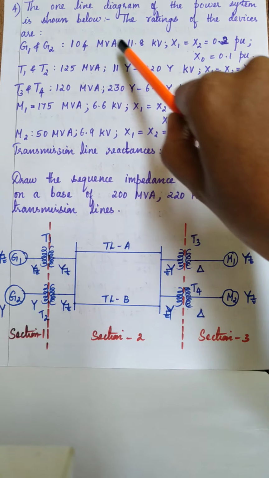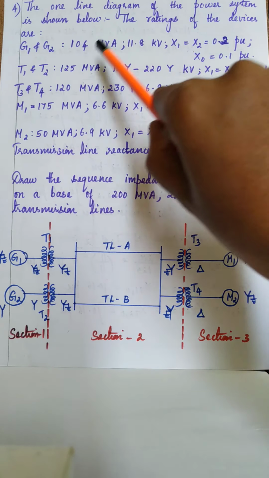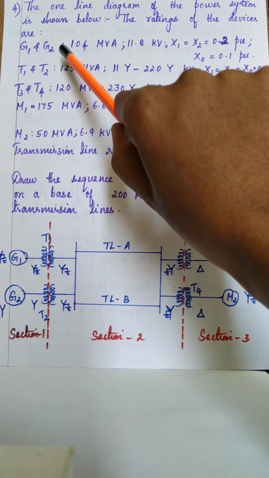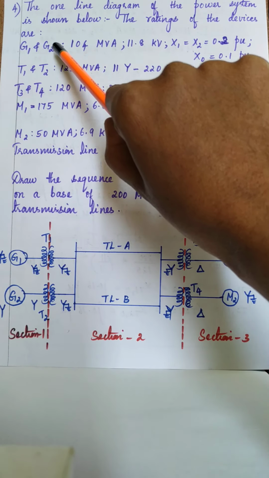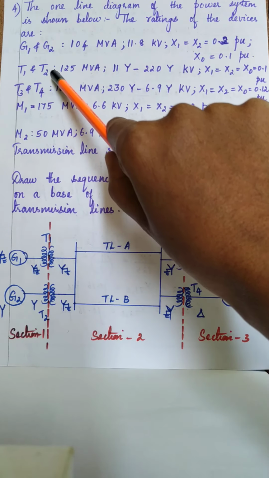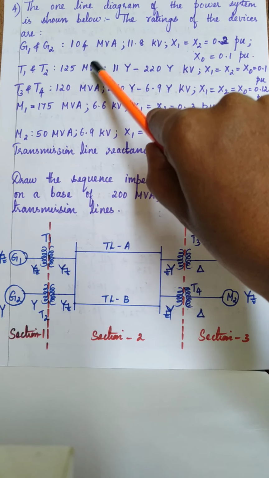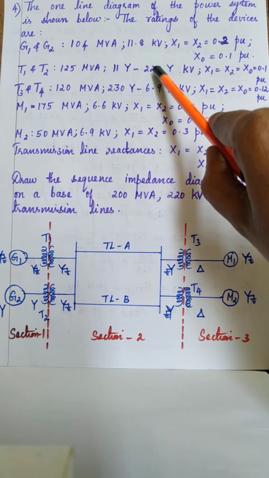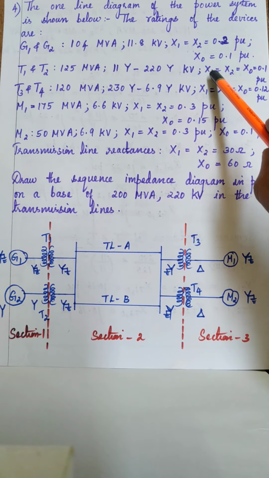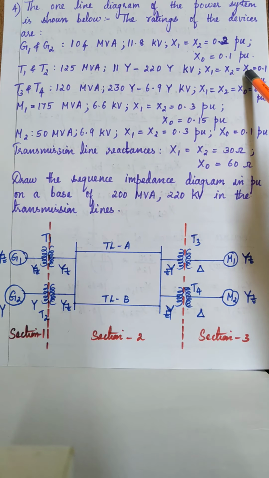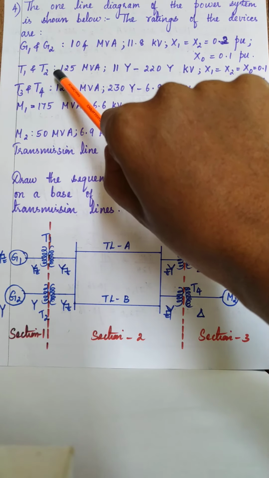So generator 1 and 2 are rated the same. So no need to find separately for G1 and G2. Whatever you are finding for G1, you can write it for G2 also. Transformers 1 and 2, 125 MVA, 11 Δ/220 kV, that is star-star, positive, negative and zero sequence reactances are 0.1 per unit for both T1 and T2.